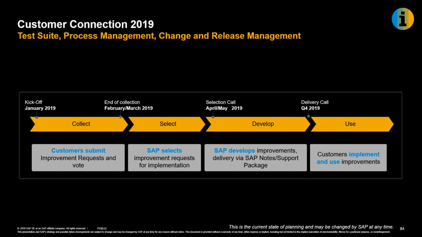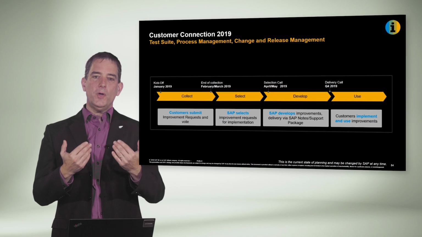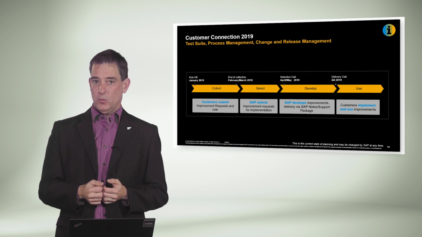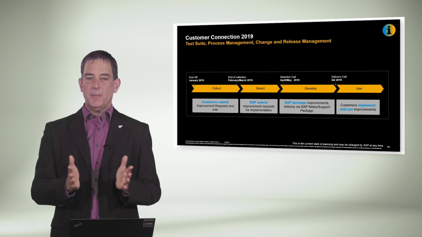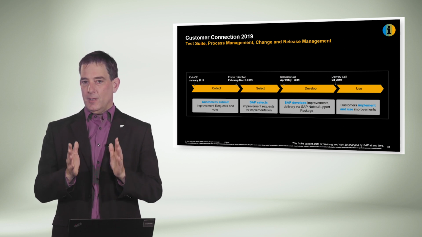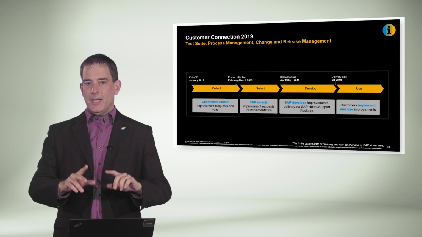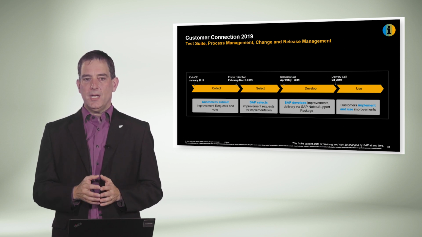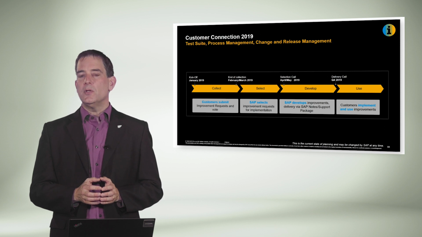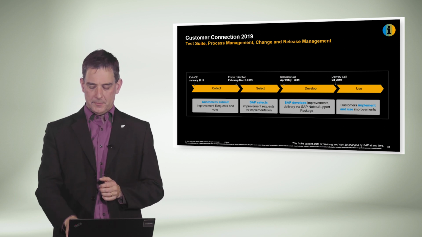We then have a selection call in the May timeframe to share with you what requests made it into the list and which requests we are unable to fulfill at the moment. Remember, if the request doesn't make it this year, it will have another opportunity next year. And then towards the end of the year, we will schedule the delivery call once more.